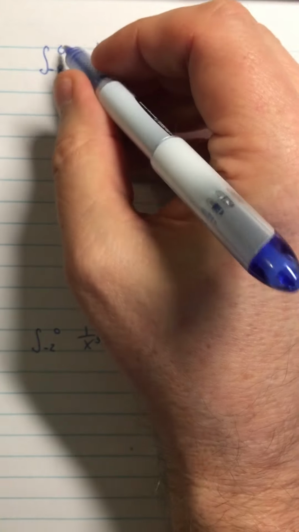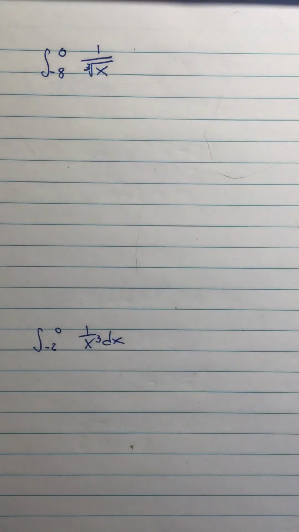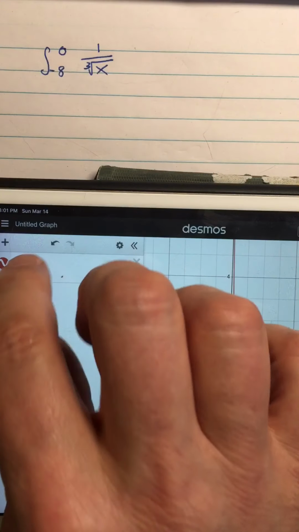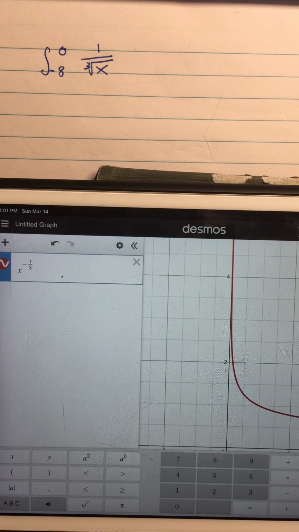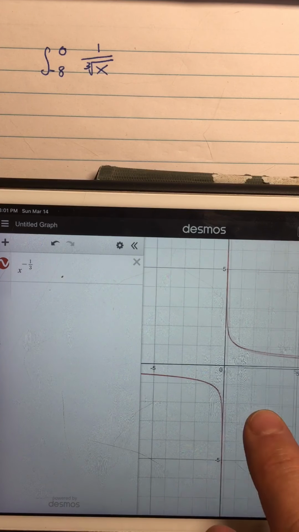So this one, you have to think about what's going on in the integral. I have 1 over cube root x, so it's a pretty good guess that that has a vertical asymptote at 0, and any look at the graph will bear that out. All you'd have to do is take this graph that we already had, change the 1/2 to a 1/3, and the same picture. The difference is, because it's an odd exponent, it actually has 2 sides to it.